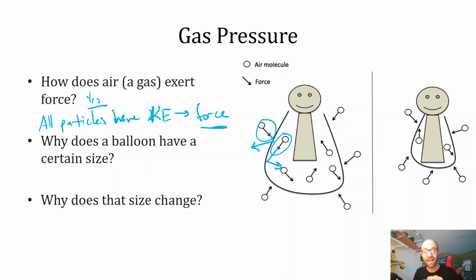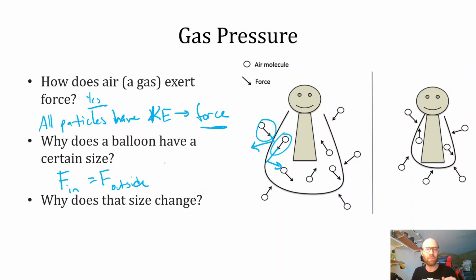If the balloon is not changing in size, we have two forces. And what we can say is the force on the inside equals the force on the outside. And if that's the case, well, the area is the area, right? It's the same balloon, the same area on the inside and the outside.